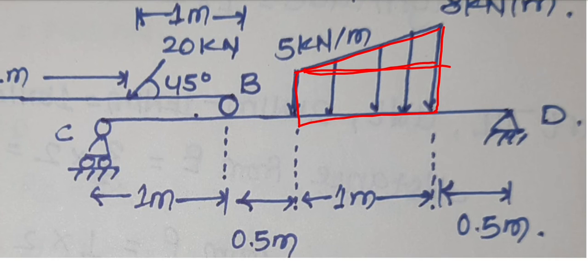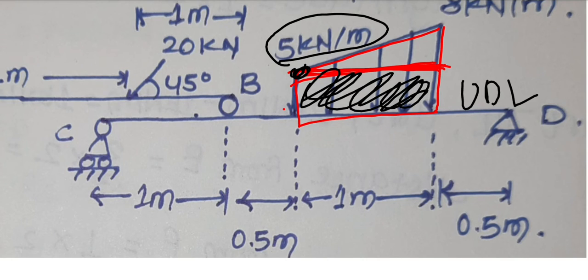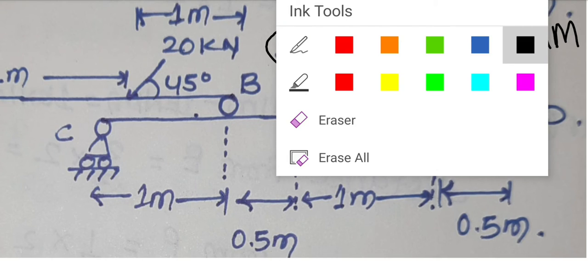Okay, now if we make two compartments drawing a perpendicular like this, we get this area. Which area? This area is a uniformly distributed load. At this point there is a 5 kilonewton per meter force. So this area becomes the uniformly distributed load of 5 kilonewton per meter. Okay, that is clear.